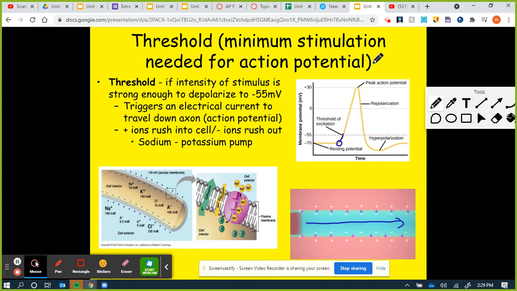Now, hopefully we remember, action potentials are referred to as all or none. That means if the intensity of the stimulus causes the neuron to depolarize to negative 55 millivolts, that neuron is firing no matter what. And it's going to fire at the same rate each time. Now, things can hamper that, like deterioration of the myelin sheath, but it's going to fire at the same rate each time.